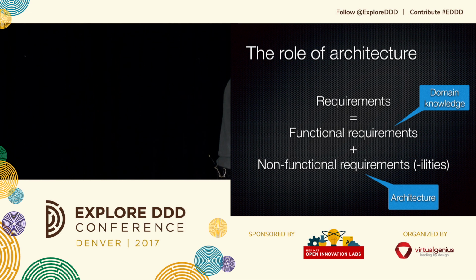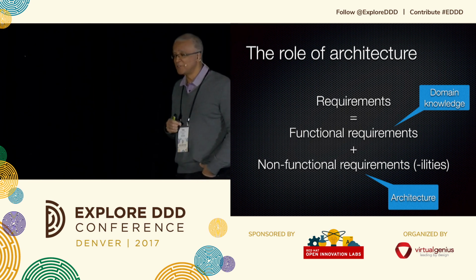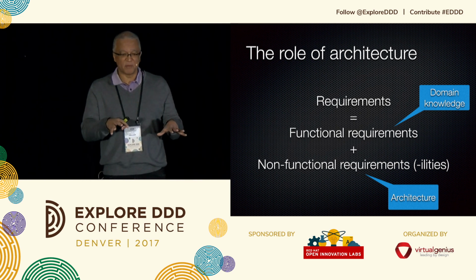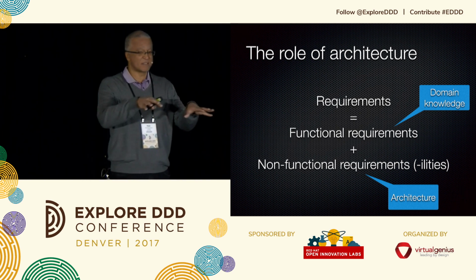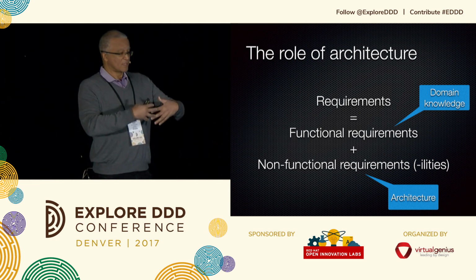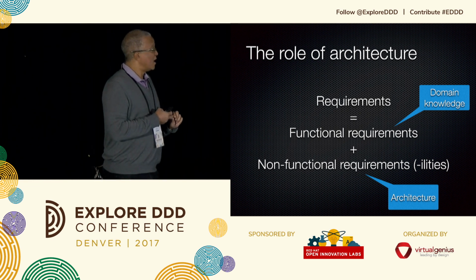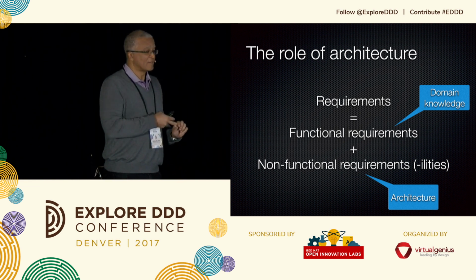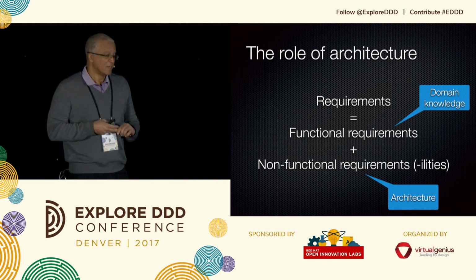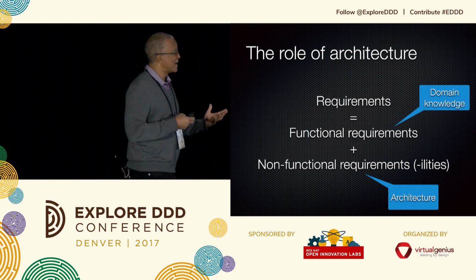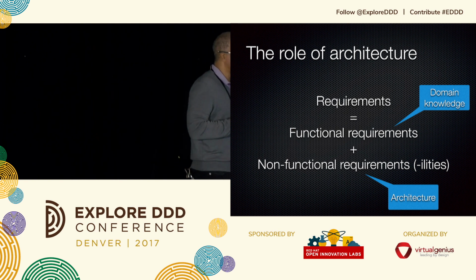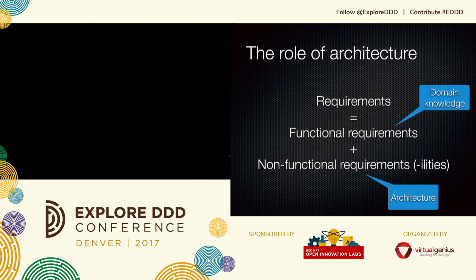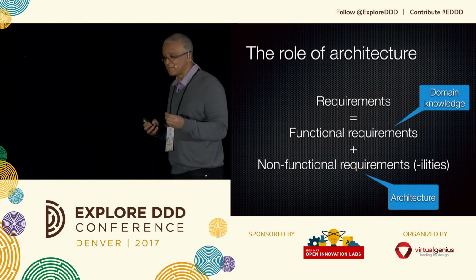And it turns out that if you look at the requirements for an application, they fall into two categories. You have the functional requirements, what it does, the use cases, and the stories. And that's sort of tied into domain knowledge. And you have the non-functional requirements. In general, you can satisfy the functional requirements of an application with any random architecture. It's not necessarily easy.